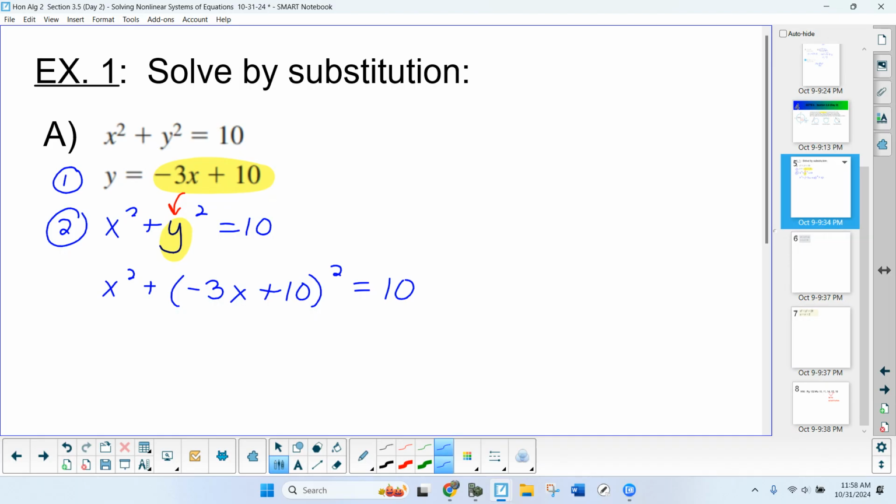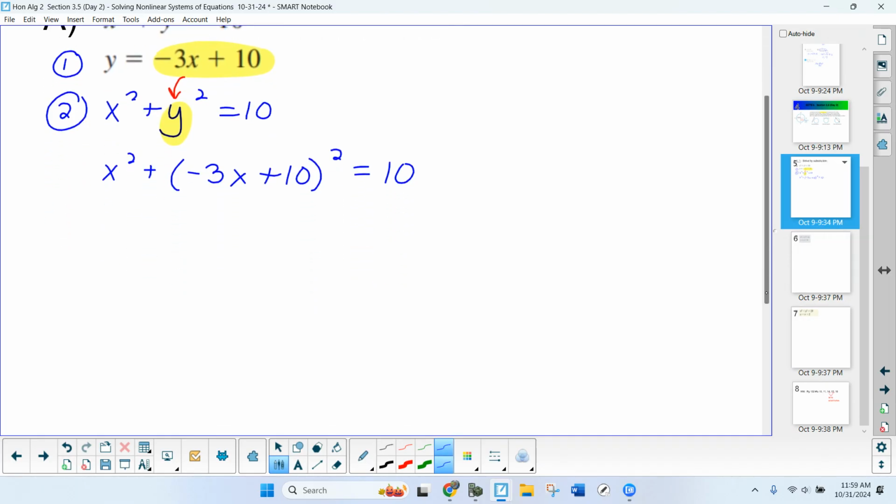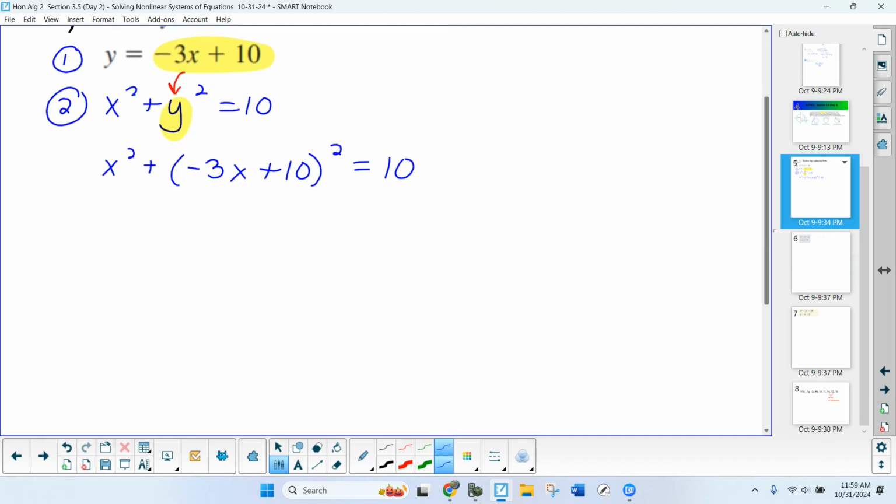Now we have to clean it up with some algebra. What does it mean to square a binomial? What does it mean to square 3? You make it 9. How did you make it 9? 3 times 3. So what do you do with a binomial? You foil it. I have to foil this.